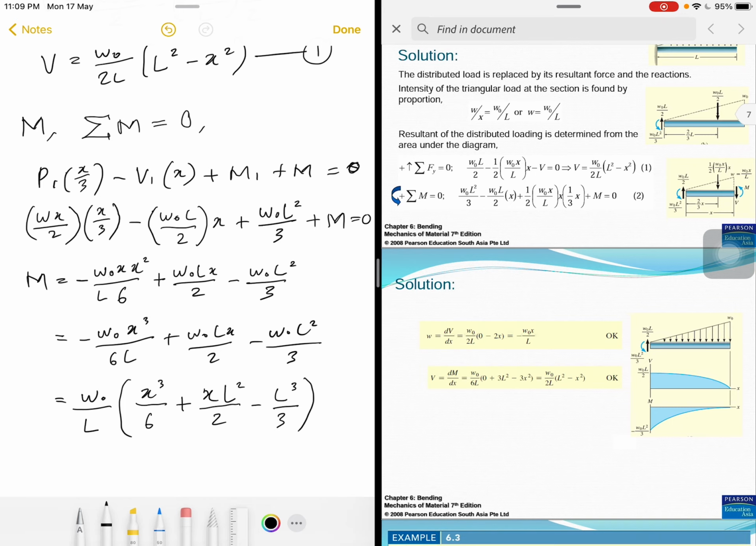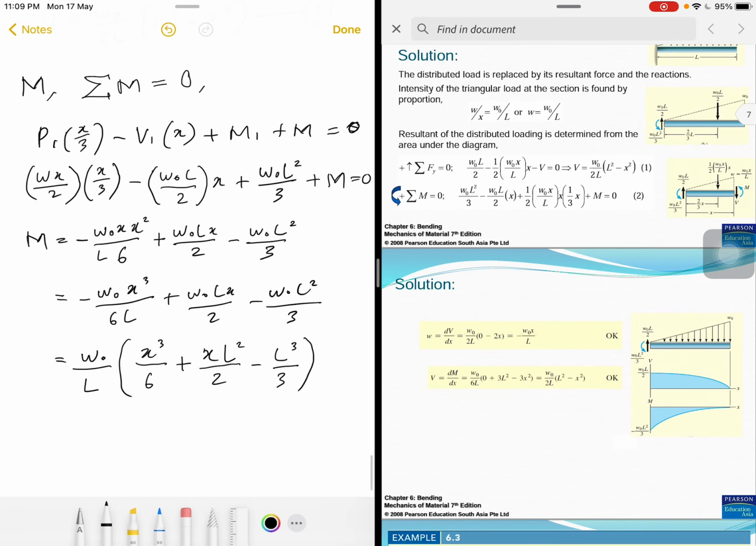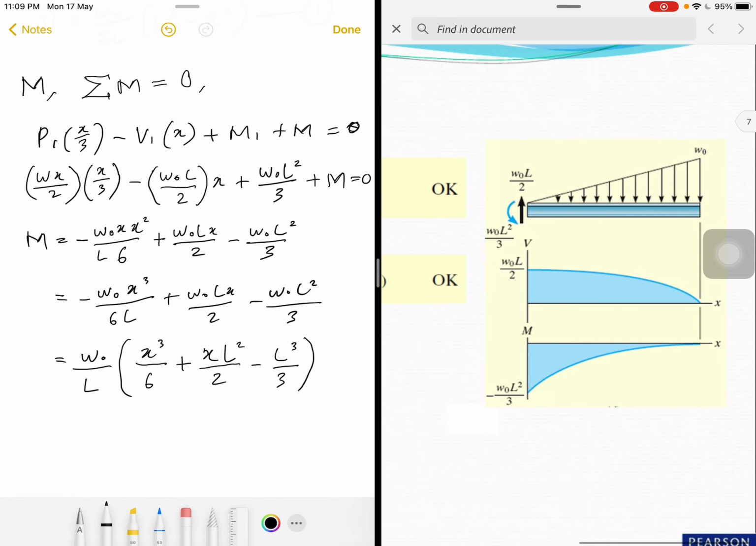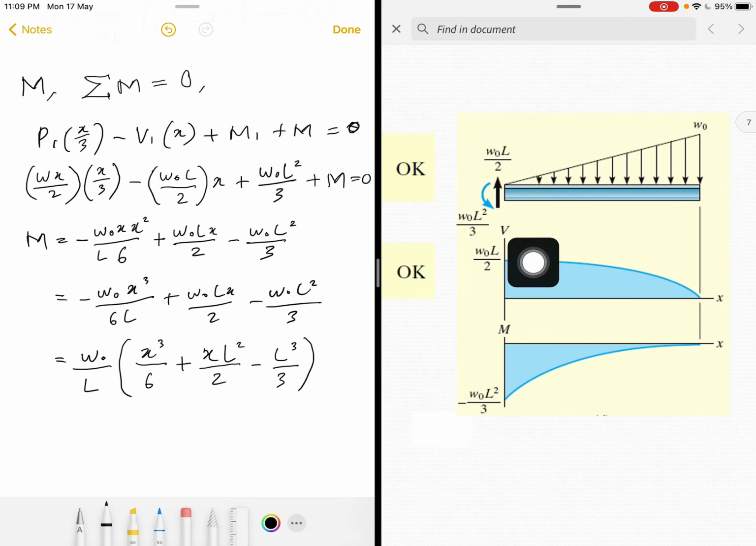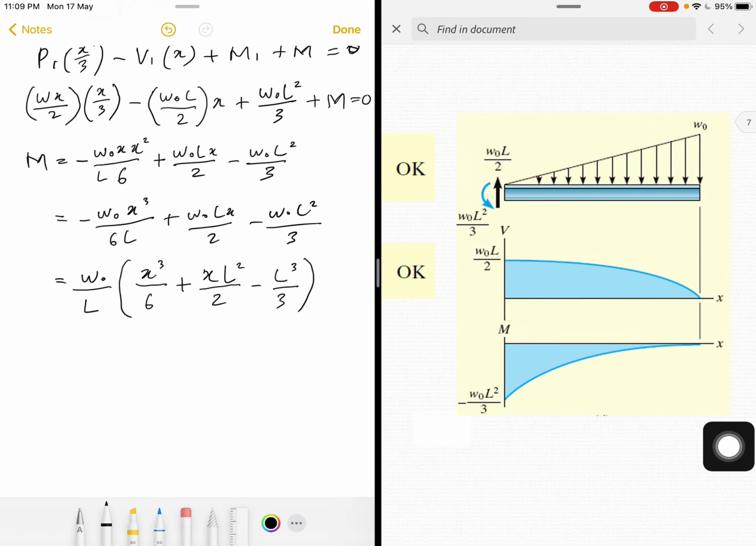Okay, you may try. If you want to plot, this is actually the answer. So this is the curve for V, and this is the curve for moment. This is a shear diagram, this is a moment diagram. So you can plot this. First of all, let us try this.